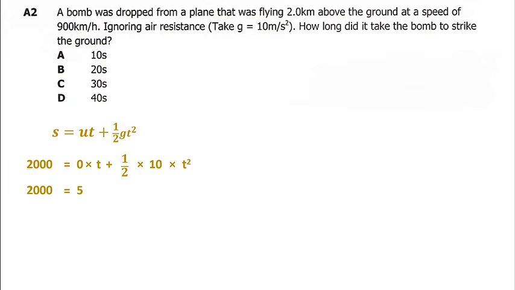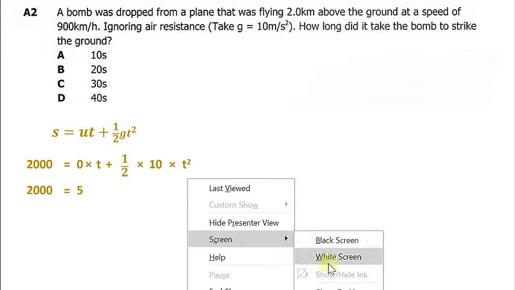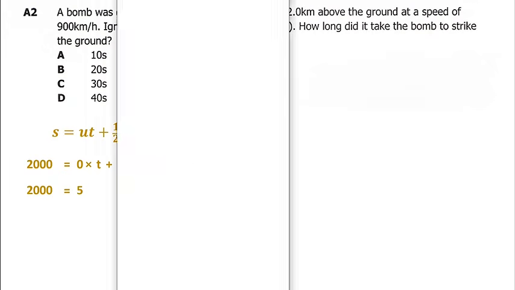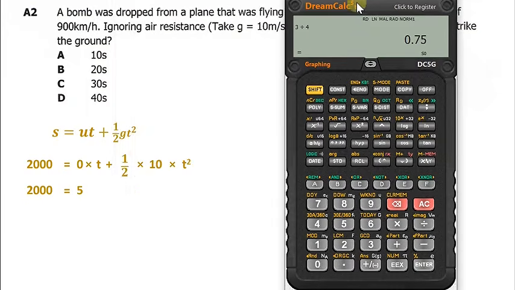So let me show you what happened in this case. If you multiply 1 over 2 times 10, it will give you 5. Why? Because 1 over 2 is just 0.5, and 0.5 times 10 gives you 5. So 5 times t squared.